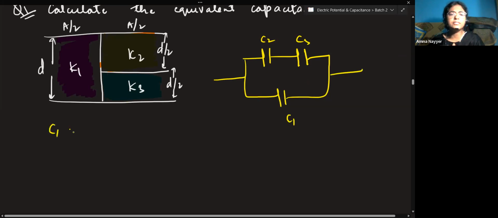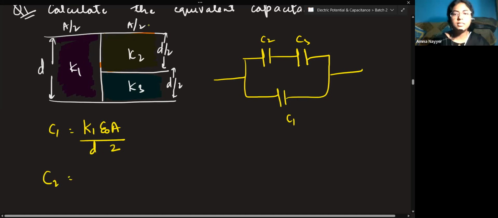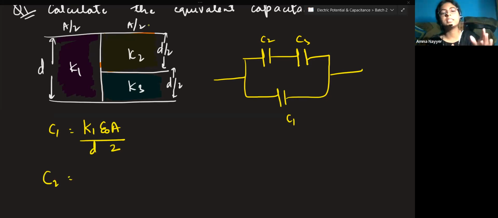Now writing C1 is easy. C1 is what? This will be K1 epsilon naught A by 2, since the area is half, and D. So C1 is K1 epsilon naught A by 2D. The reason is that epsilon naught A by D is your general formula, K epsilon naught A by D.